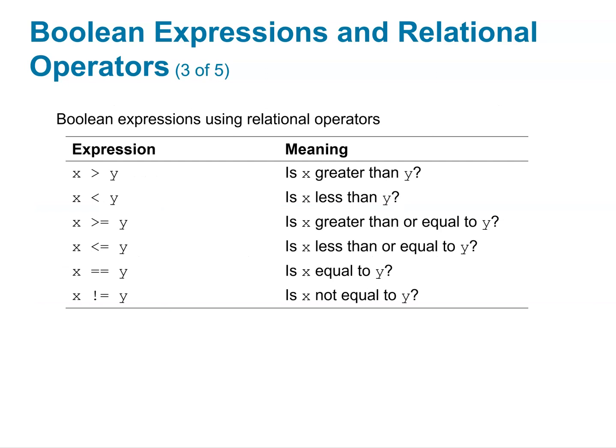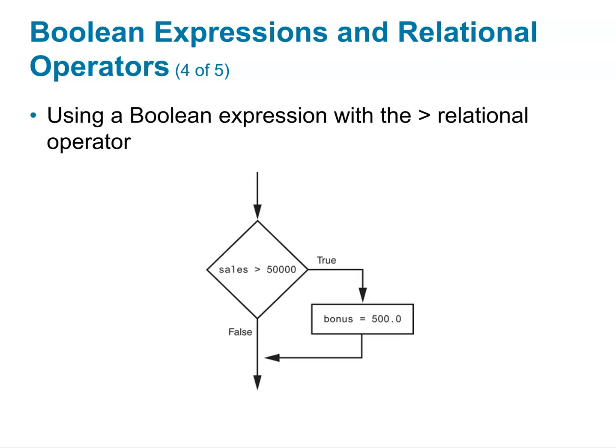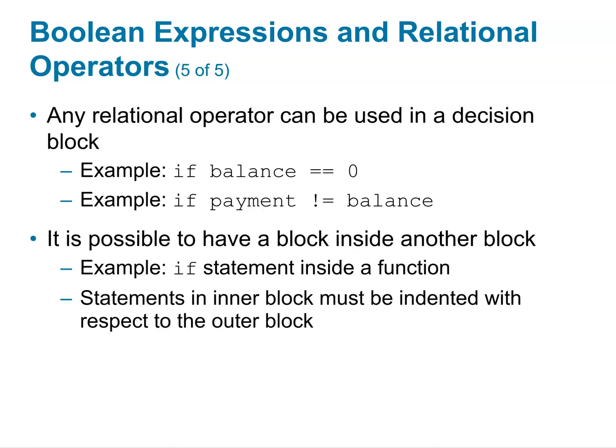So here are some examples. X is greater than Y means is X greater than Y. X is less than Y, and so on and so forth. X equal Y means is X equal to Y, and X not equal to Y. So here's an example in a flowchart. If sales is greater than 50,000, true, give them a bonus. Otherwise, keep going. Any relational operator can be used in a decision. For example, if balance equals 0, or if payment doesn't equal balance.